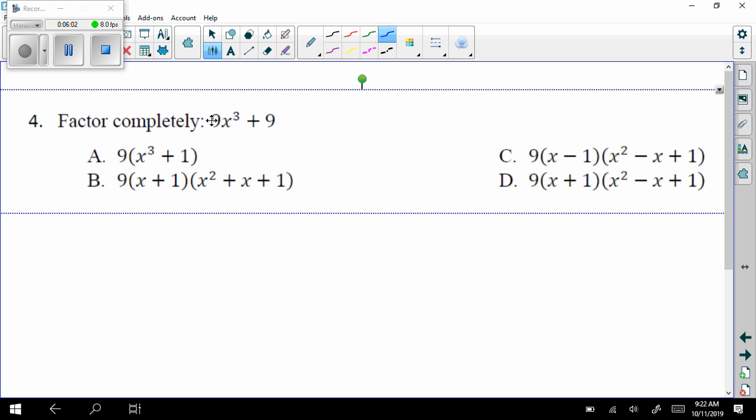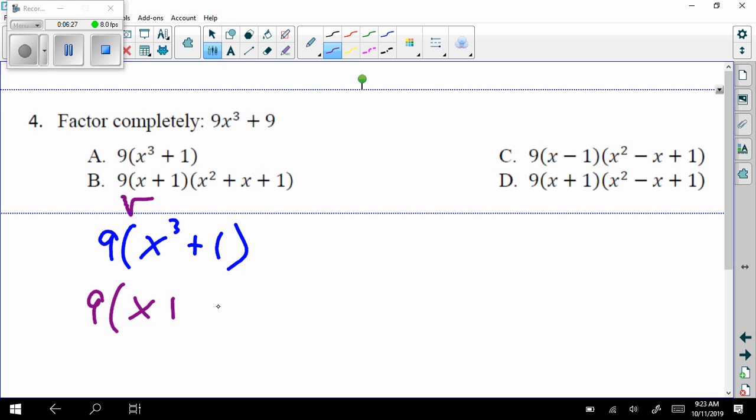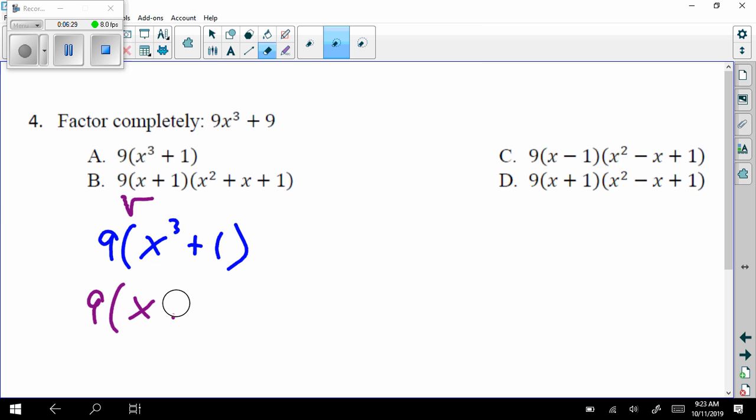Very similar question. It's got two terms, so we're looking for difference or sums of squares or cubes. Since it's got an x cubed, it's going to be a difference or sum of cubes. First, we got a common factor of 9, so take out that 9. You get x cubed plus 1. And since these are both cubes, you do the cube root. The cube root of x cubed is x. The cube root of 1 is 1.